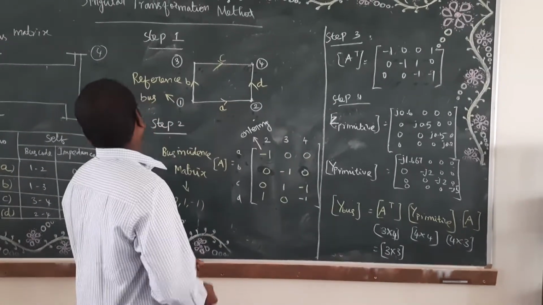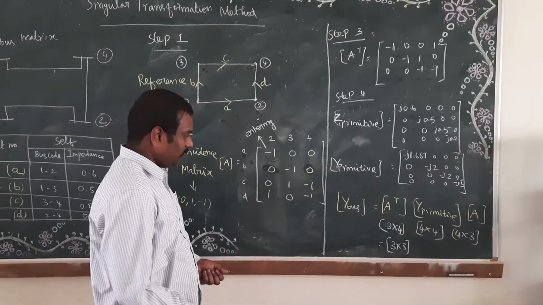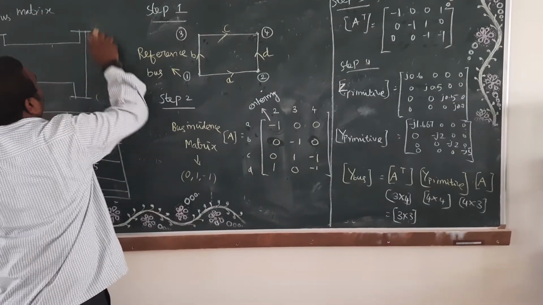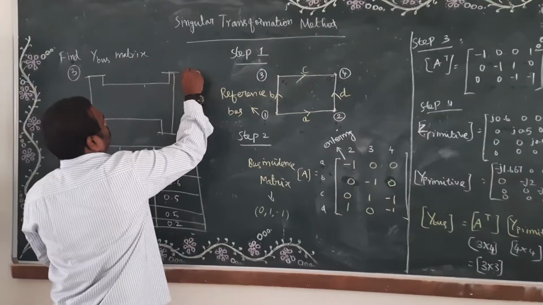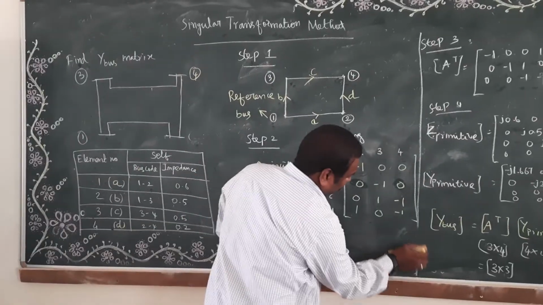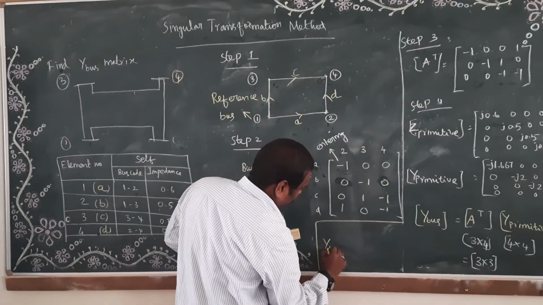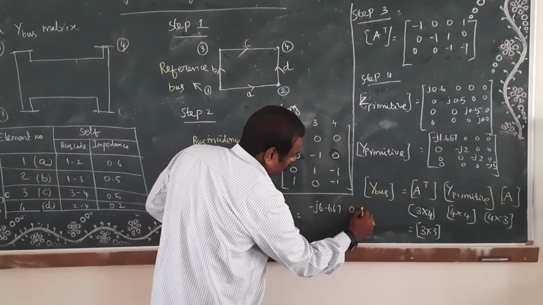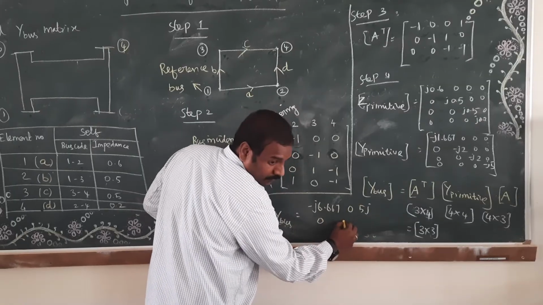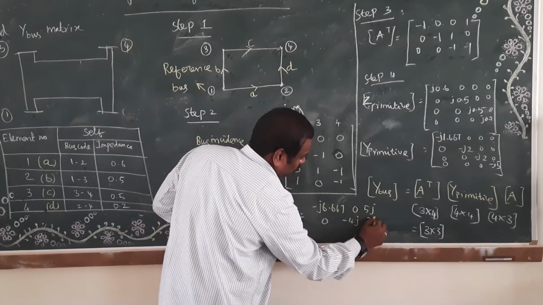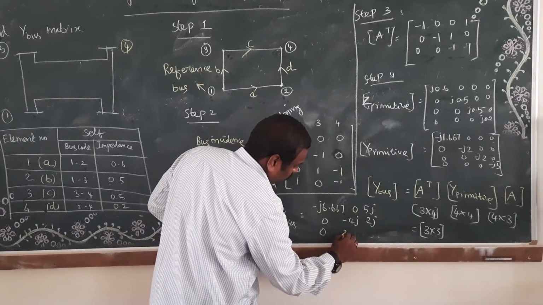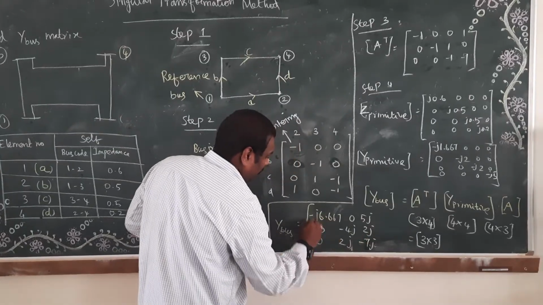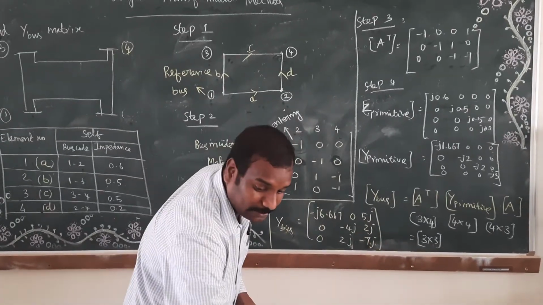The value of the Y bus matrix I am writing here. You please listen. Y bus equal to minus j 6.667, 0, 5j, 0, minus 4j, 2j, 0, 2j, minus 4, minus 7j. If you multiply, you will get the answer. So I will explain it again.